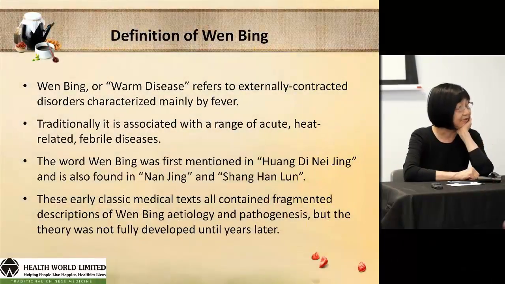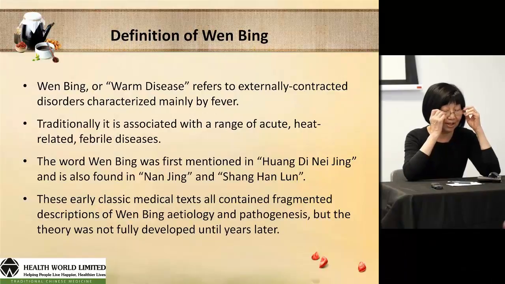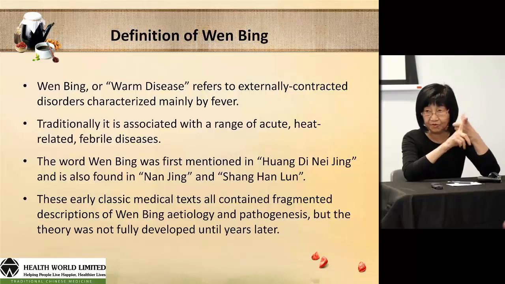So what is the definition of Wen Bing? Wen Bing, of course, we all know, is an externally contracted kind of disorder characterized by fever. So in every Wen Bing pattern, there should be fever, because it is caused by pathogenic warmth.